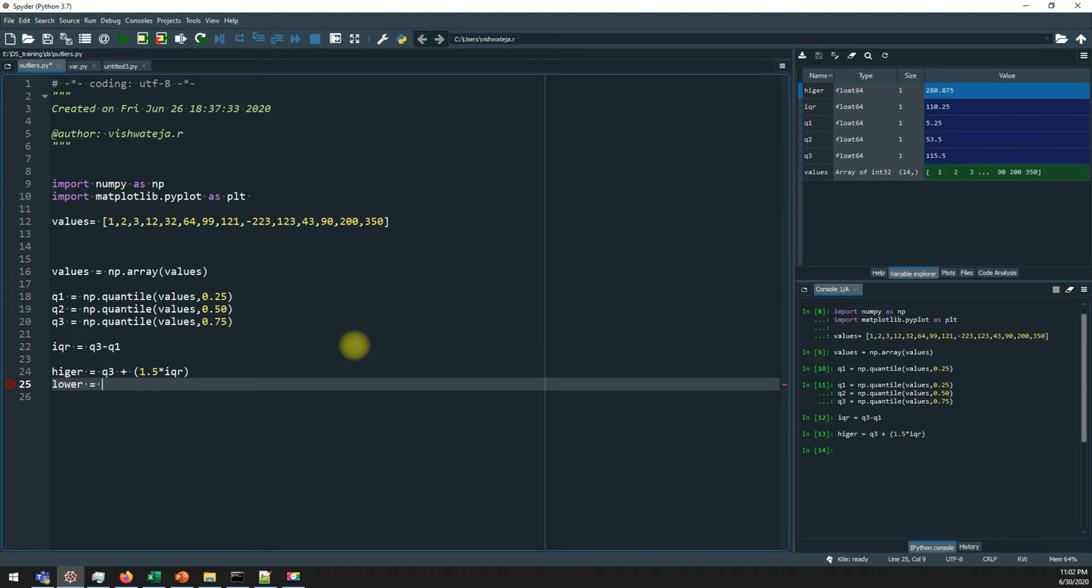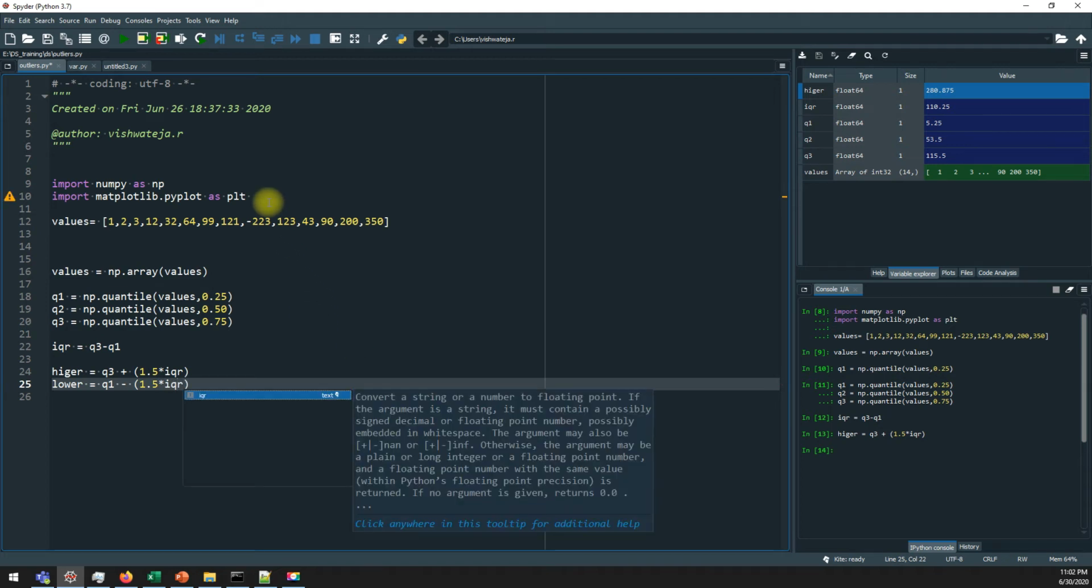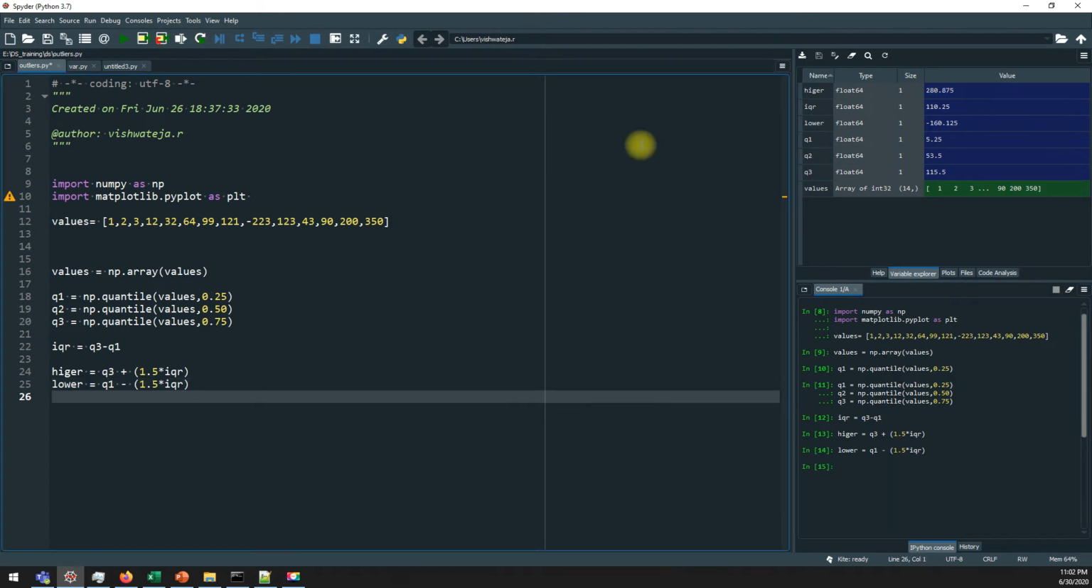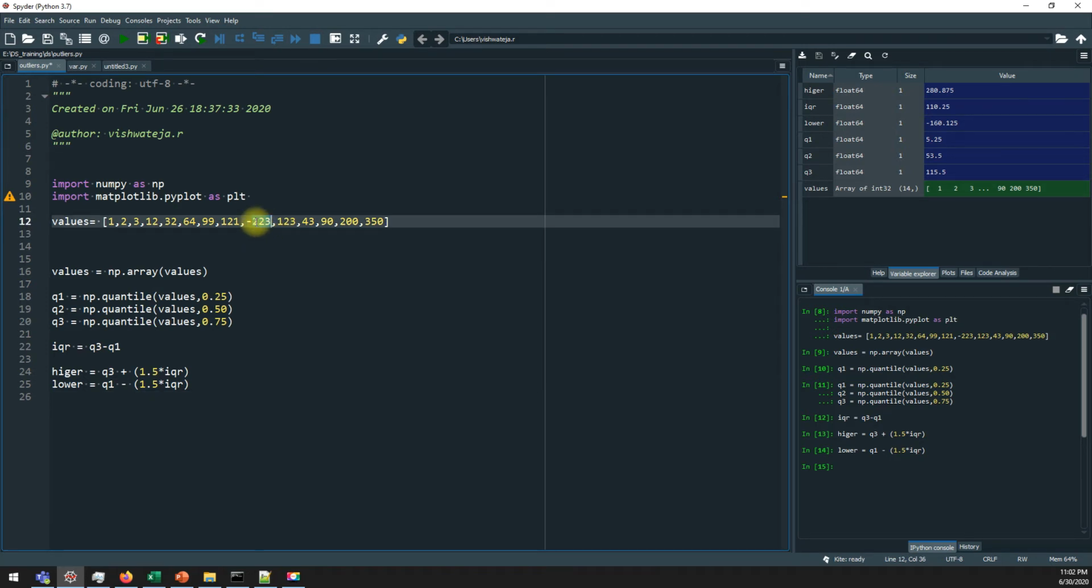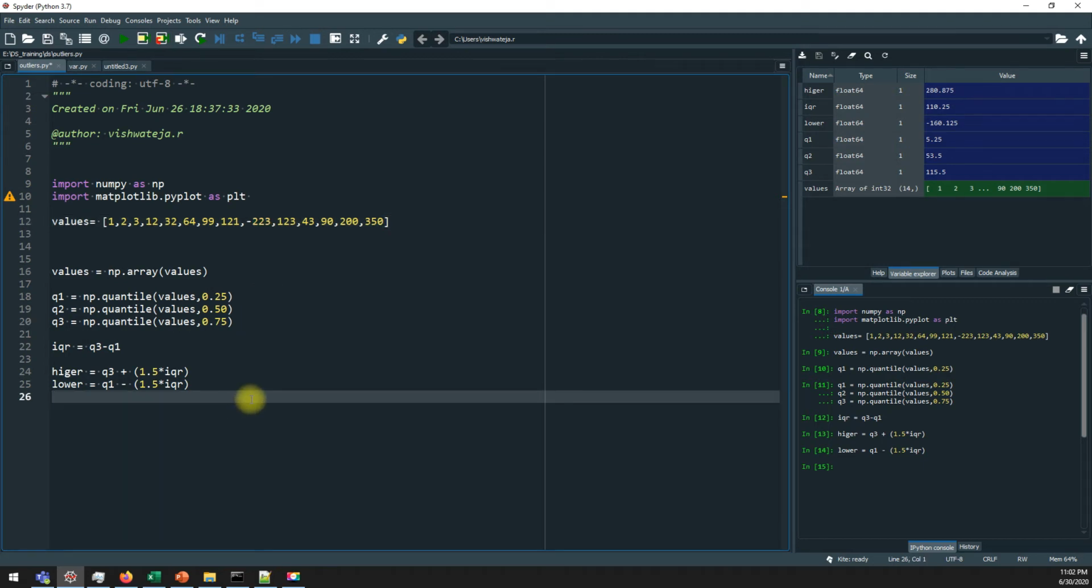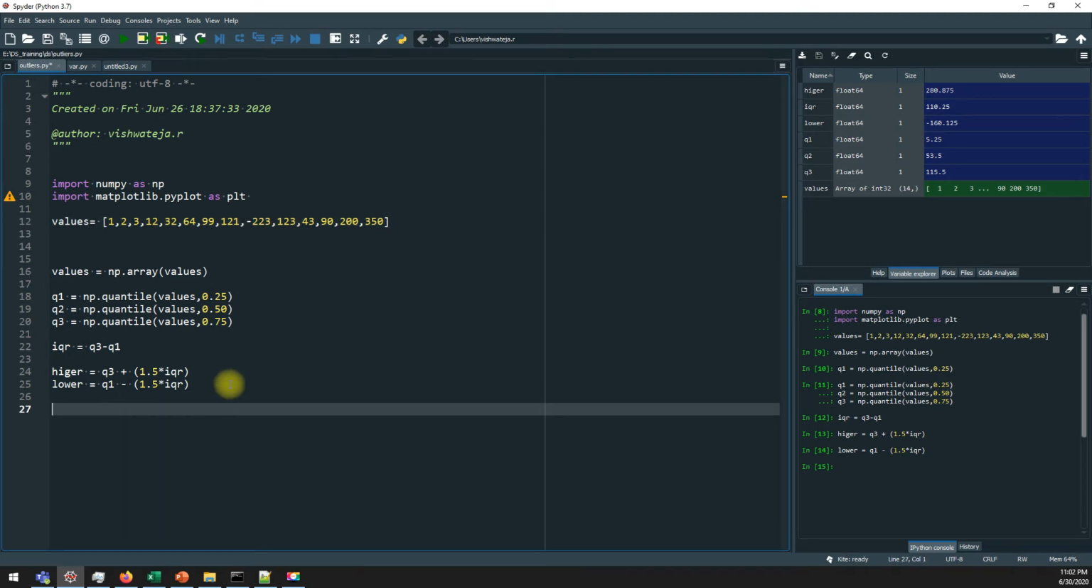Lower, which is Q1 minus 1.5 times of your IQR. Let me run this. So minus 160, any value which is lesser than minus 160, we can call it a lower outlier, which is minus 223. So now we are able to find that we have two outliers, which are 350 and minus 223. So the same thing we'll also try to visualize using the box plot.